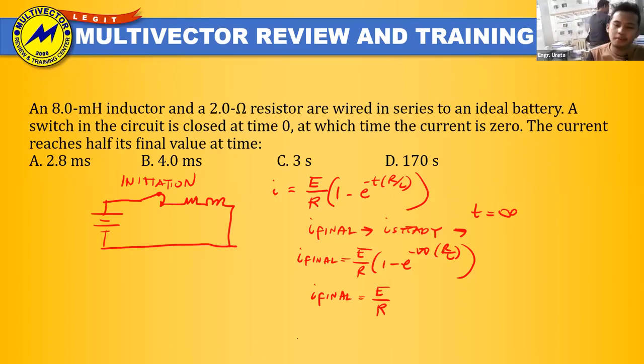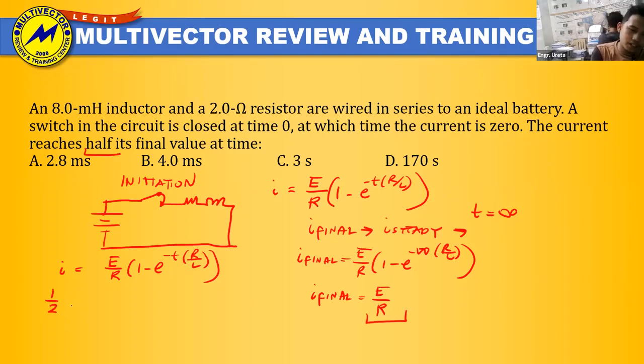Yung time daw kung saan our current is kalahati daw ng final. Okay, so our current is just equals to E all over R times 1 minus E raised to negative T R. Since ang hinahanap is yung kalahati lang ng current, so 1/2 ng final, ito yung final ko, E all over R. Therefore, 1/2 ng E all over R is just equals to E all over R multiplied by 1 minus E raised to negative T. Okay, resistance value 2, inductance value is 8 millihenry.